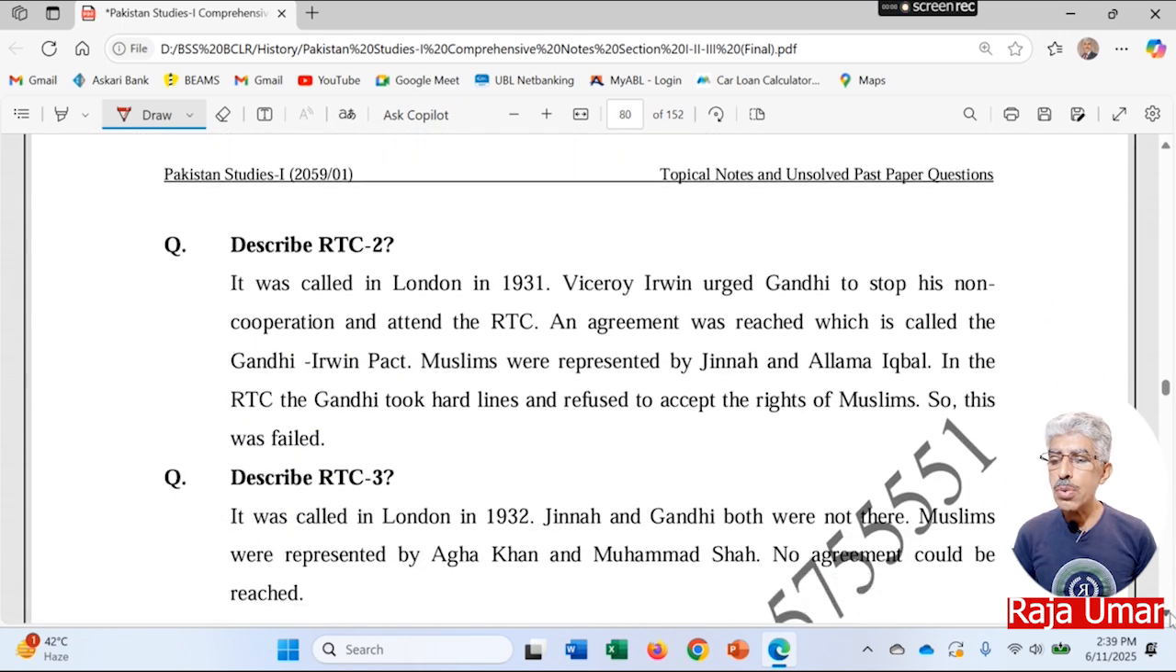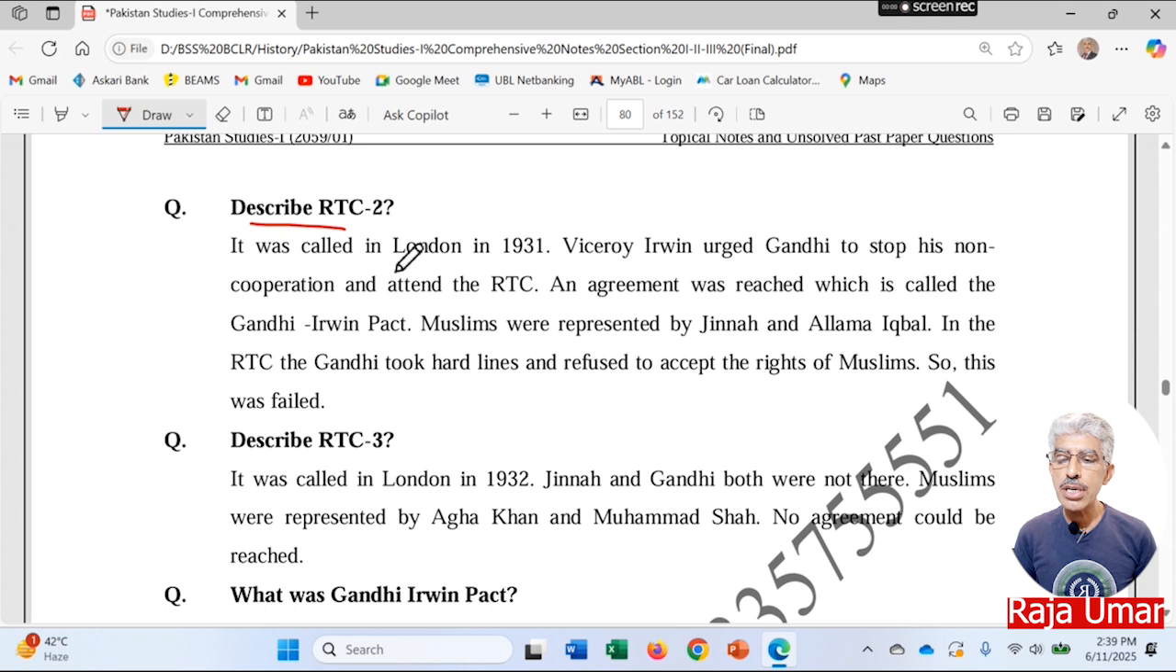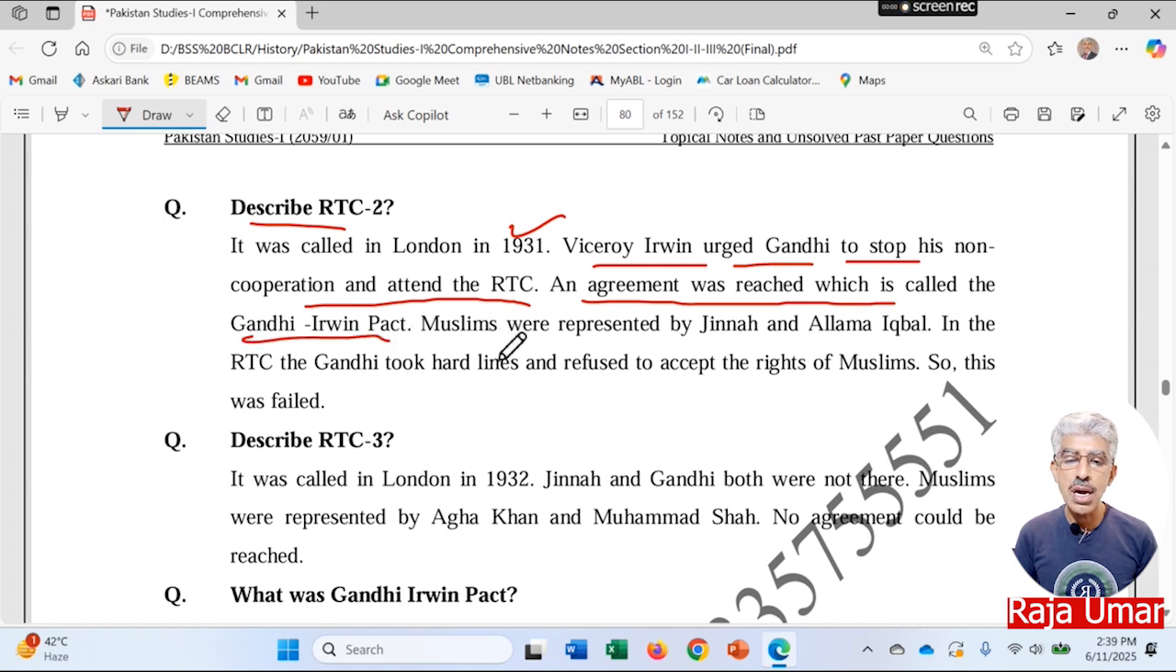Roundtable Conference number 2 was called in London in 1931. Viceroy Irwin urged Gandhi to stop his non-cooperation and attend the RTC. An agreement was reached which is known as the Gandhi-Irwin Pact. Muslims were represented by Jinnah and Allama Iqbal in the second roundtable conference. In this RTC, Gandhi took a hard line and refused to accept the rights of the Muslims. So this conference also failed.